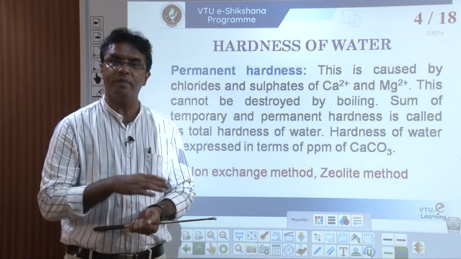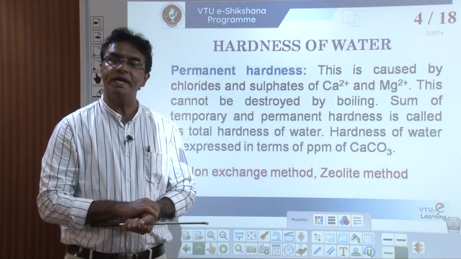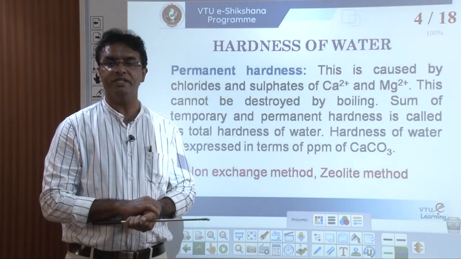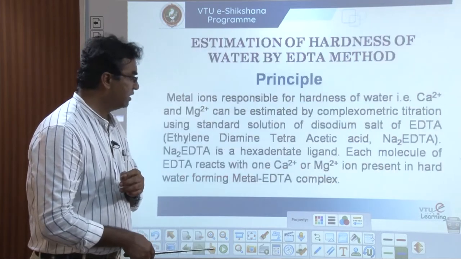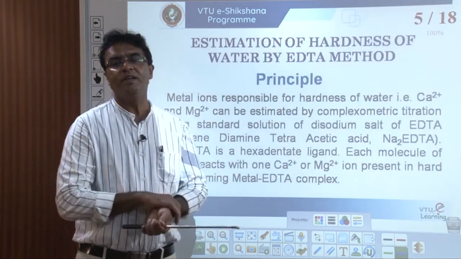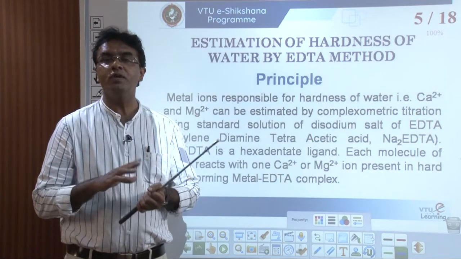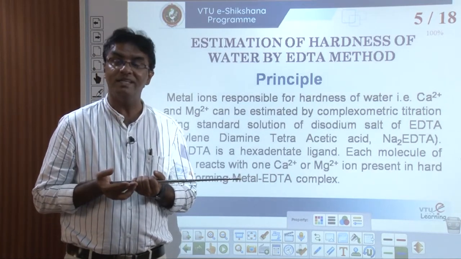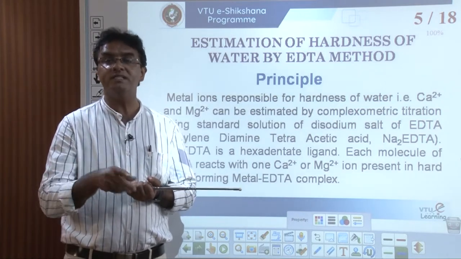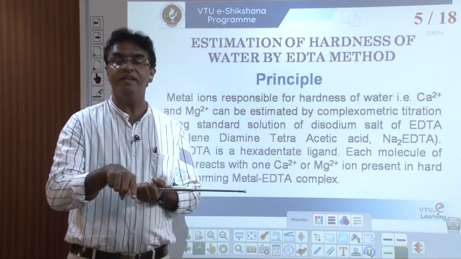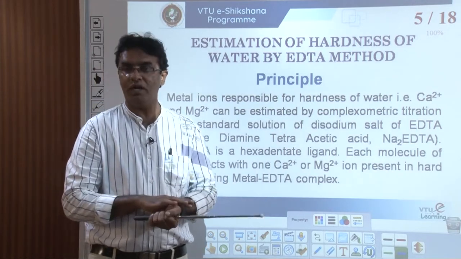Temporary hardness is caused by bicarbonates of calcium, magnesium. Permanent hardness is caused by chlorides and sulfates of calcium and magnesium. Both permanent hardness and temporary hardness together, we call it the total hardness of the given water sample. Therefore, total hardness of any given water sample is nothing but the sum of the hardnesses caused by bicarbonates, chlorides and sulfates of calcium and magnesium. Cleared? That is what we call total hardness.